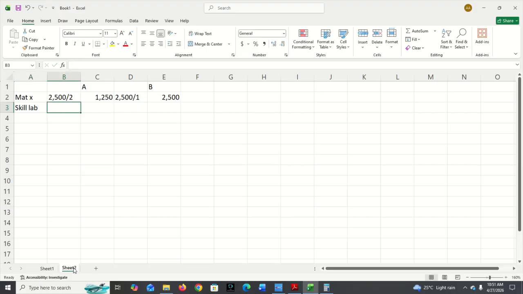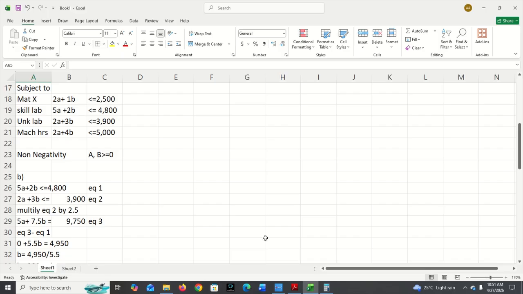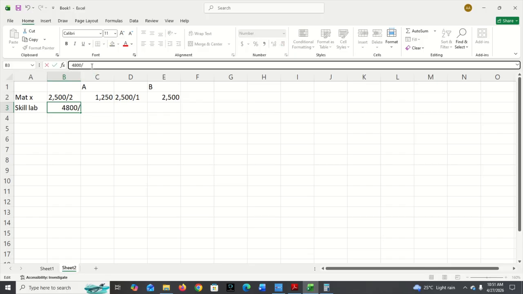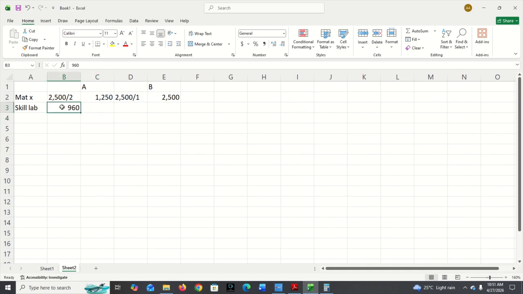Then for skilled labor, what's the total hours available given in the question? We have 4,800. So that will be 4,800 divided by 5, since we have 5a here. 4,800 divided by 5 will give you 960. Okay, so it will be 960.